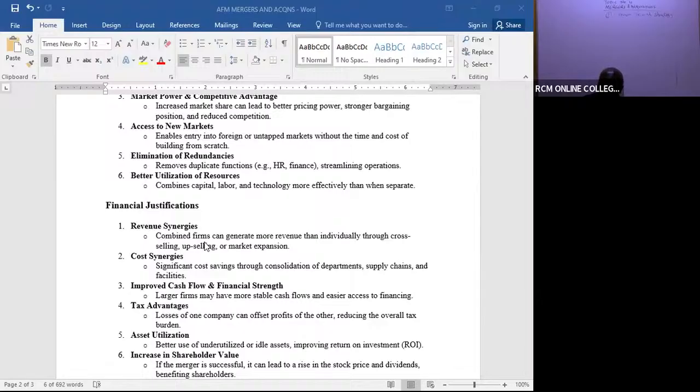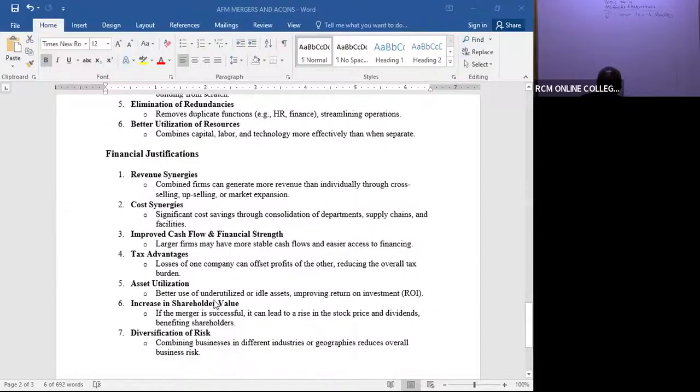Revenue synergies: combined firms can generate more revenue than individually through cross-selling, upselling, or market expansion. Cost synergies: significant cost savings through consolidation of departments, supply chains, and facilities. Improved cash flow and financial strength: larger firms may have more stable cash flows and easier access to financing. Tax advantages, like Margaret told us, losses of one company can offset profits of the other, reducing the overall tax burden. Asset utilization: better use of underutilized or idle assets improves the return on investments.